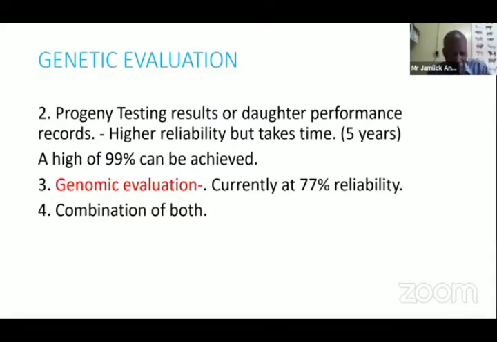But the only problem is progeny test results take almost 5 years, because you need to use the semen of that bull on a particular cow. That cow carries the pregnancy for 9 months and gives birth to a heifer, which takes almost 18 months to mature. It is served, carries the pregnancy of 9 months, calves down, and milks for about 3 to 5 days for you to use that information in the evaluation. So you see, you have taken almost 5 years.